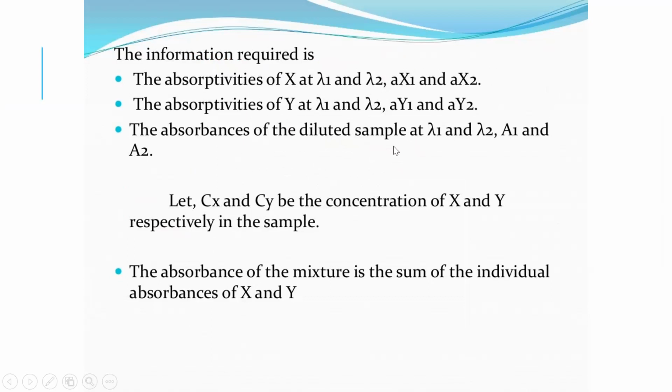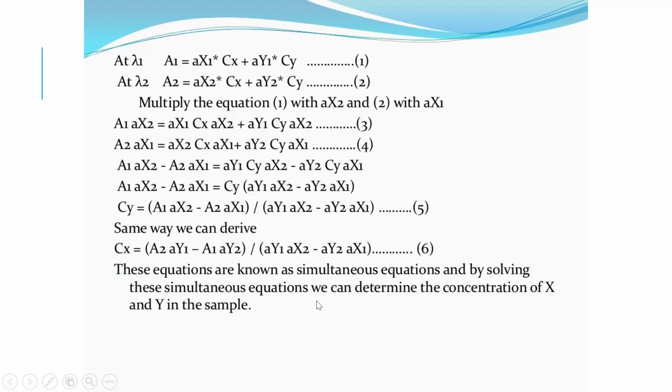Absorbances of the diluted sample at lambda 1 and lambda 2 are A1 and A2. So the sample solution is diluted and absorbances are measured at lambda 1 and lambda 2. The absorbance values are A1 and A2. Let Cx and Cy be the concentration of X and Y. The absorbance of the mixture is the sum of the individual absorbances of X and Y. So the sample contains both the drugs, and the absorbance of the mixture is the sum of the absorbances of both the drugs.